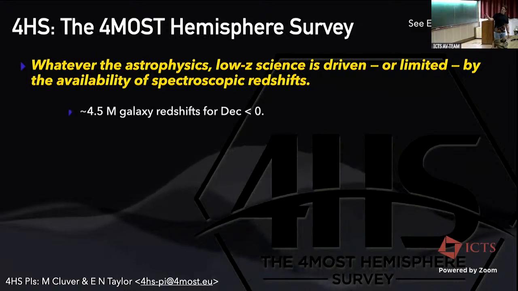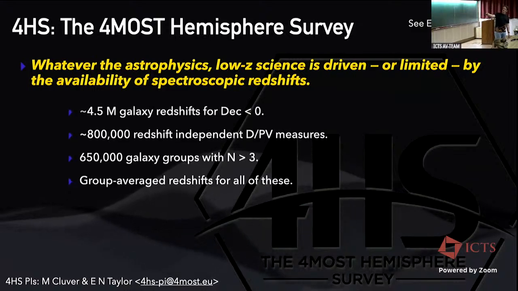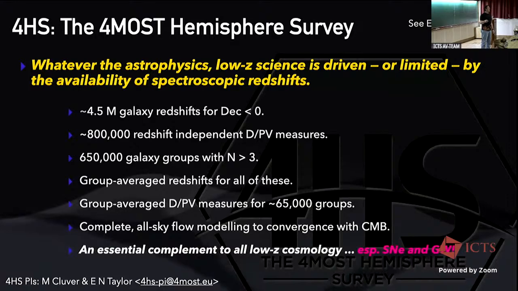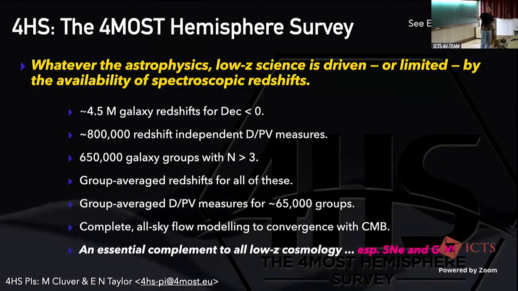800 redshift independent distance measurements, 650,000 groups. The best thing is you get group average redshifts for all of these groups, as well as group average distances for all of these groups, if you want to do full all-sky bulk flow modeling, peculiar velocity modeling.